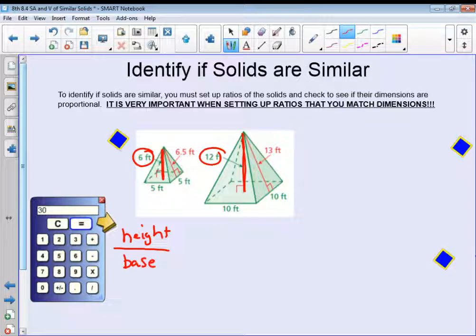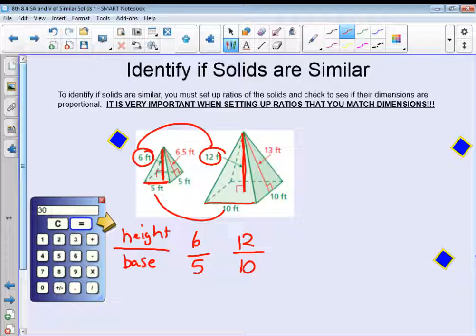Okay, and when I say base, that just means this base length there. So those are the two pieces I'm going to pull off of each of them. So my height on my smaller one was 6, my base was 5, and on my larger one it was 12 for my height and 10 for my base. Now some kids can look at it and say, well, 6 times 2 gives me 12 and 5 times 2 gives me 10, and they can see it right away.